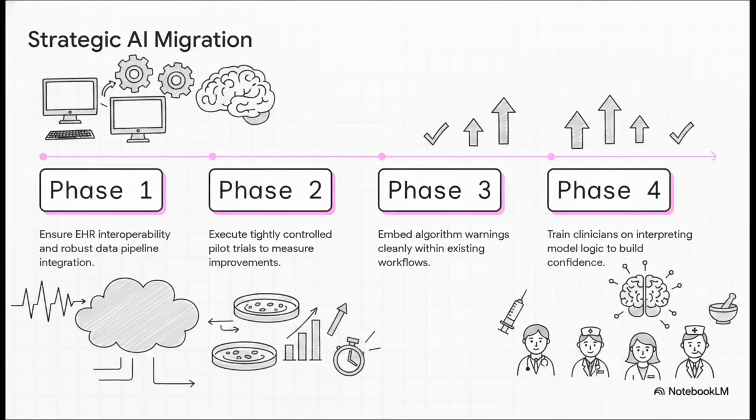We have to embed these AI warnings cleanly into existing order forms and ward rounding logs to minimize alert fatigue and clinical disruption. And Step 4, which is so crucial, is collaborative training. We've got to train our physicians, our pharmacists, and our nurses on exactly how to interpret the model's logic so we build mutual confidence in these systems across the whole team.